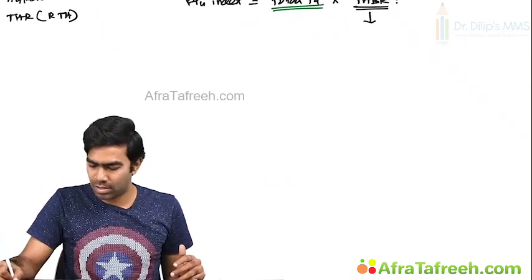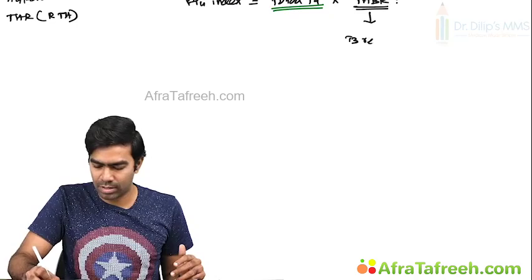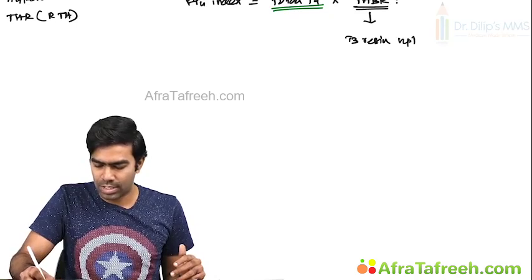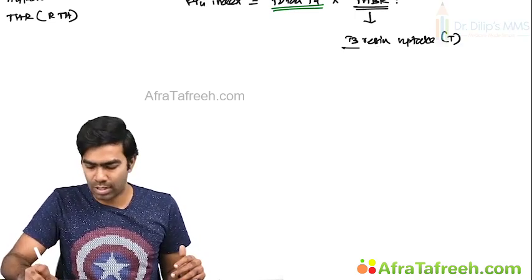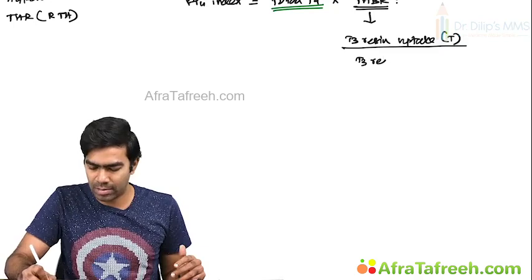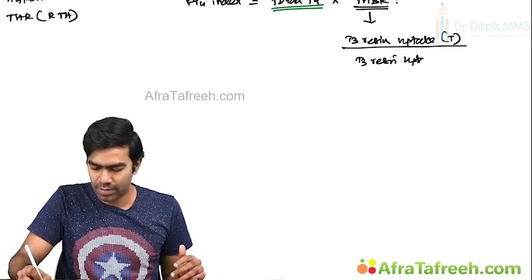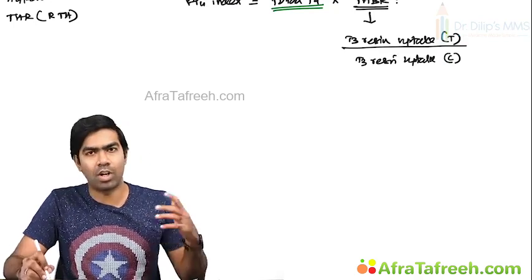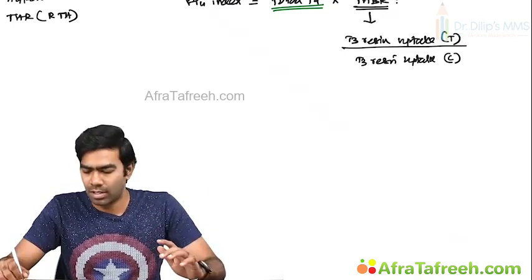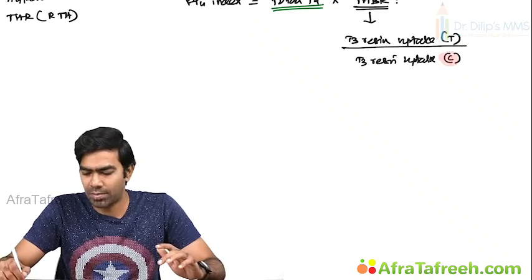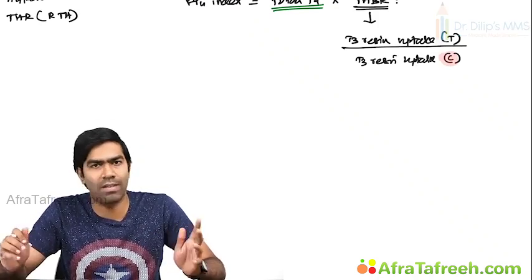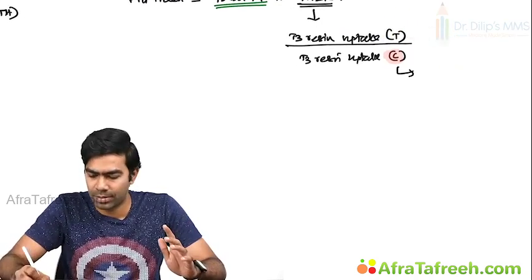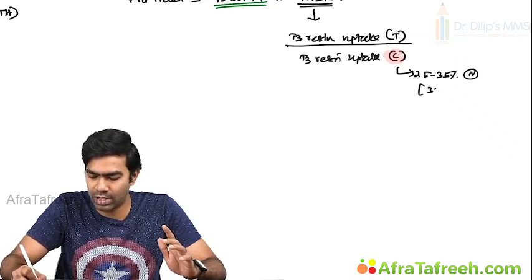is the T3 resin uptake ratio. That is nothing but the T3 resin uptake in the patient, that is the test subject, divided by the T3 resin uptake in the control, which means a normal T3 resin uptake. Normal T3 resin uptake must be somewhere around 25 to 35%. This is normal, and the average we take is 30%.